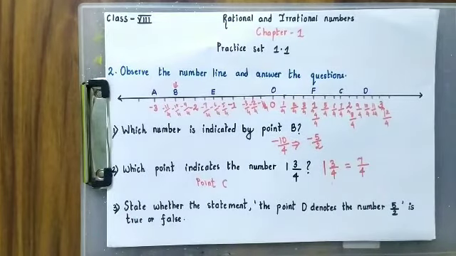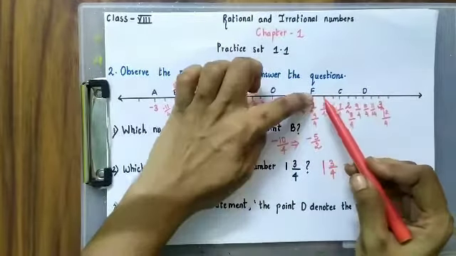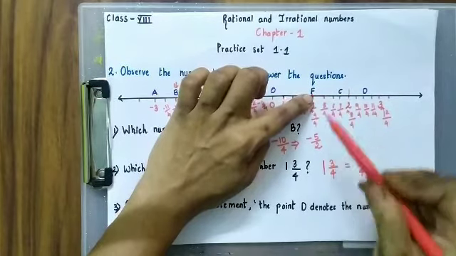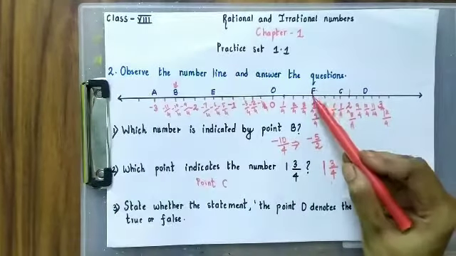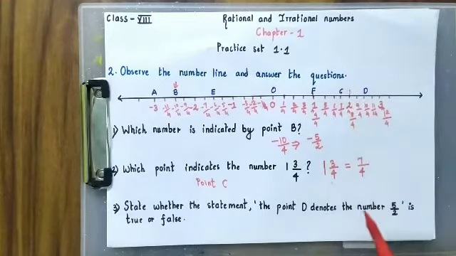Or simply, if you don't want to convert it into an improper fraction, you can just go as 1 is the whole number. Between 1 and 2 you will see the number is there. How many steps from 1? So 1, 2 and 3. So you will find the point C over there.